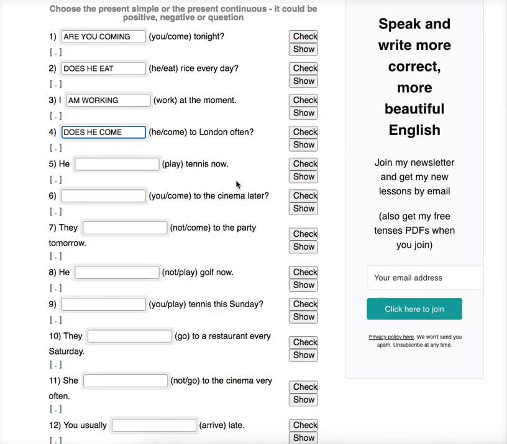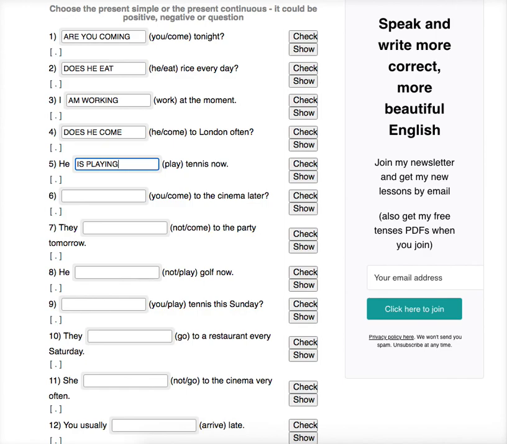Okay, let's continue with, give me a second. Geronimo. Let's go with the next one, Geronimo. So you have he, space, in brackets you have the word play, tennis, and look at this, you have now. Tennis now. So Geronimo, is this present simple or continuous? Continuous. Perfect. How can you do it? He are playing tennis now? Are you sure that is here? No, he is. He is playing tennis now. Very good.